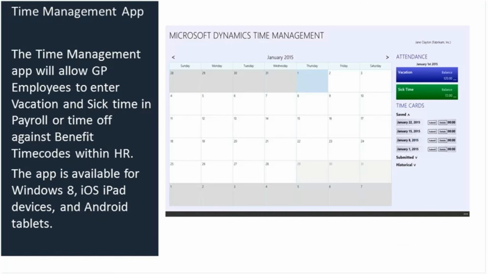So it's basically the exceptions. If you have salaried employees and they need to enter time for vacation or sick, then they can use this time management app. If they're using HR, they can use different time codes as well. If you've got different time codes set up for jury duty or something like that, that can be used as well. So it's payroll or HR, depending on how you have that set up. But again, I will show you this a little bit if we have time at the end as well.